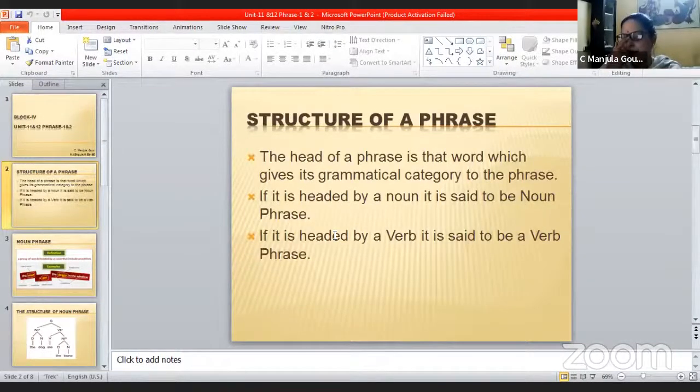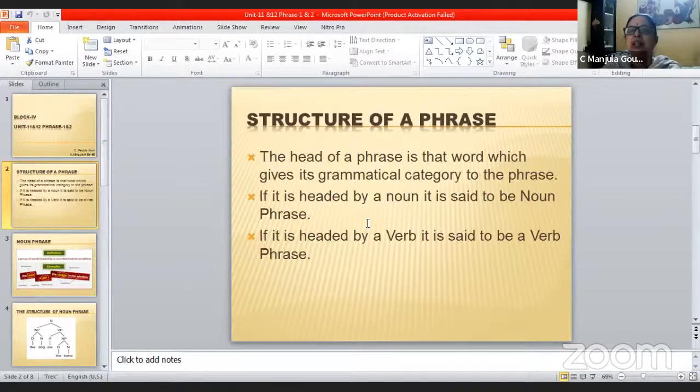So when we come to phrase, we all know that a phrase is a group of words. It can be a single word or 2 words or 3 words or many more words. But then it doesn't make complete sense. And the phrase has a head of a phrase, which is nothing but the word which gives the grammatical category to the phrase. So that word can be a noun, it can be an adjective, an adverb, or a preposition.